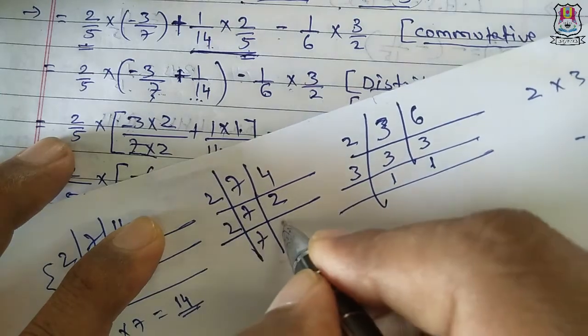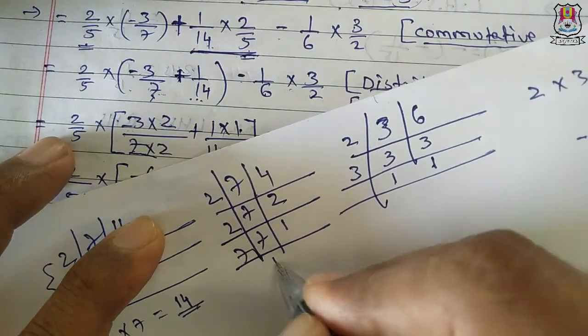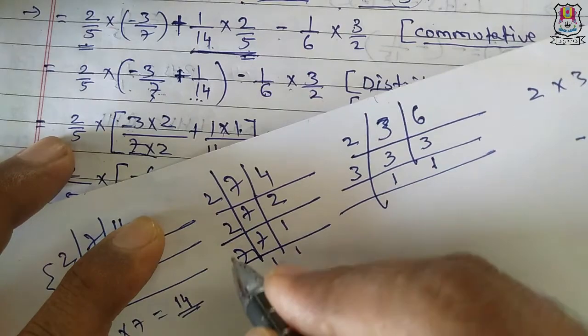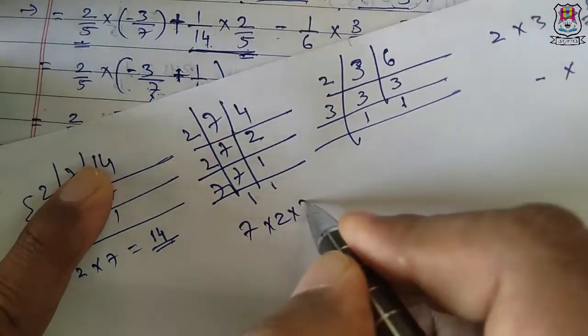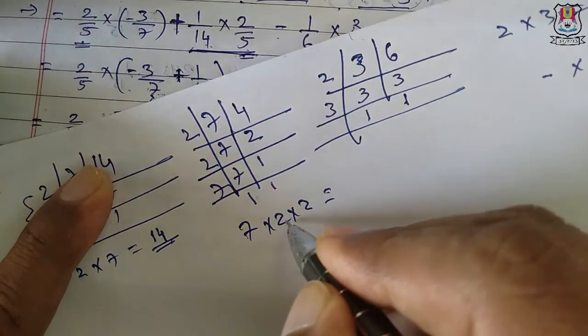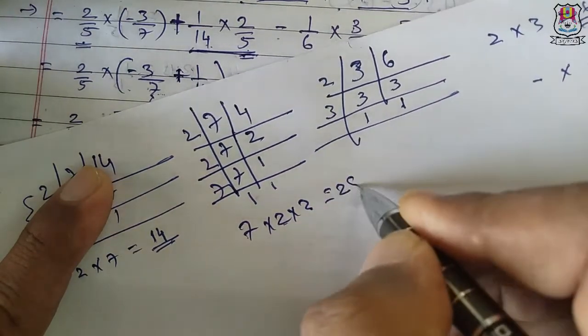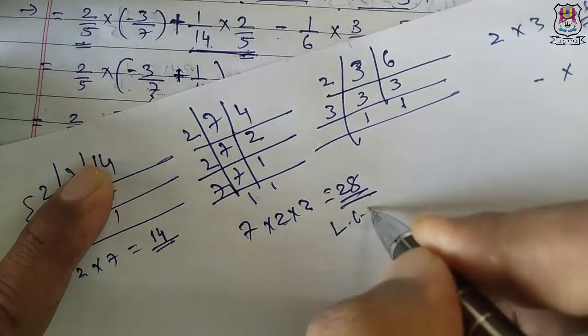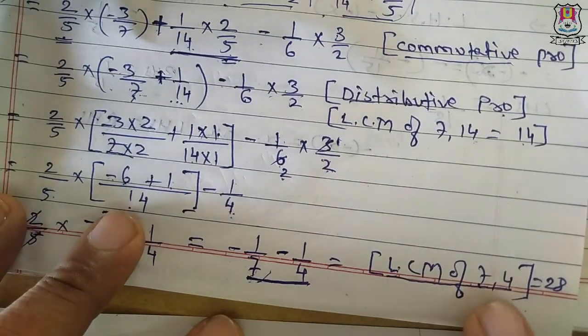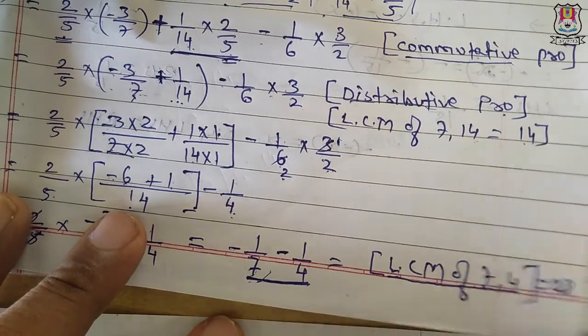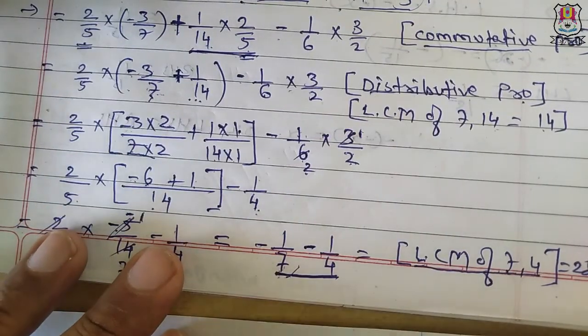2 7s as it is, 2 1s are 2 and 7 1s are 7. So I got 7 multiplied by 2 multiplied by 2, that is equal to 7 2s are 14 and 14 2s are 28. So 28 is the LCM, and I have written over here that the LCM of 7 and 4 is 28. So now what will be the next step?